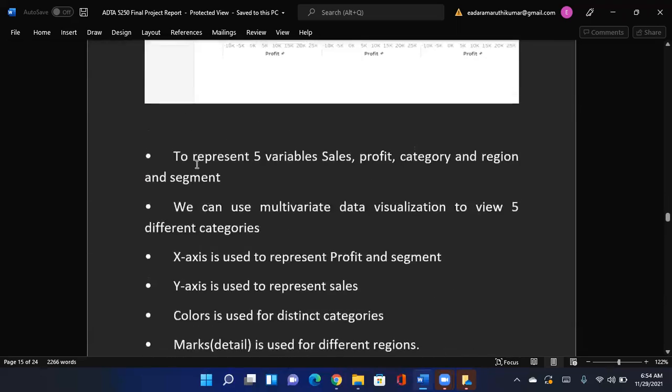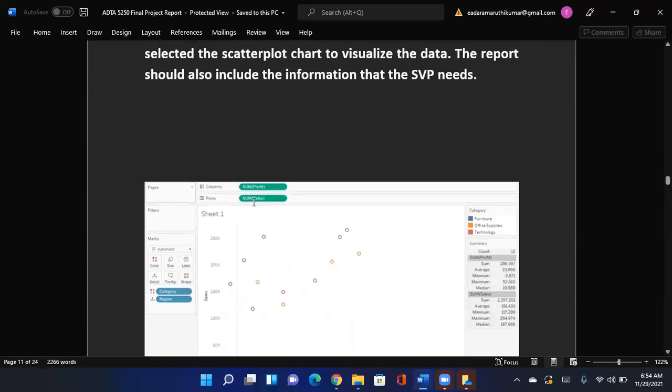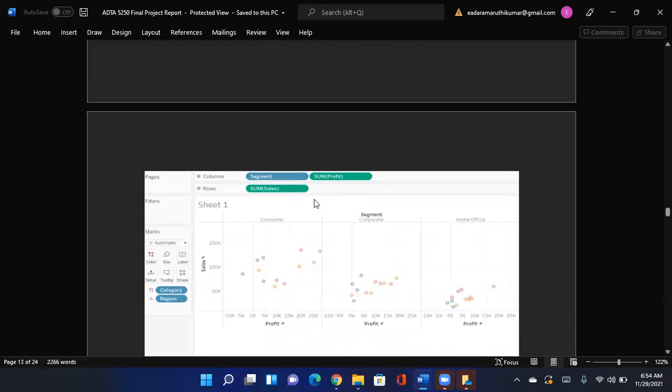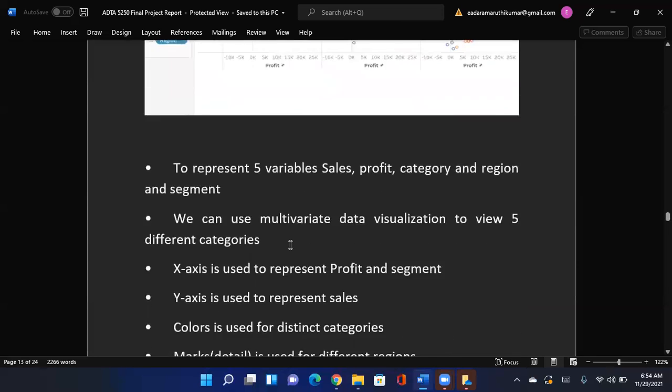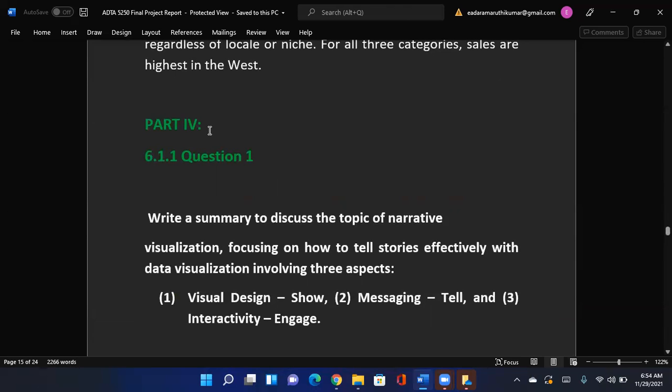This is part three. In part three, initially we discussed the number of sales and profits of three different categories. After that, we discussed the sales, number of sales, and profits for different segments. This is what we discussed here. After that, I worked on part four. In part four, we discussed narrative data visualization.